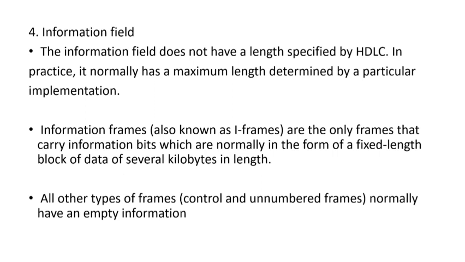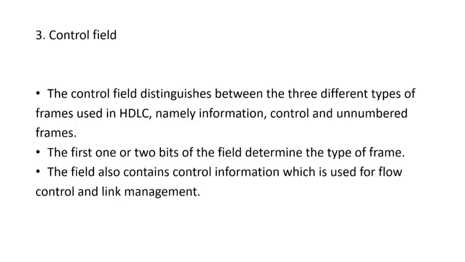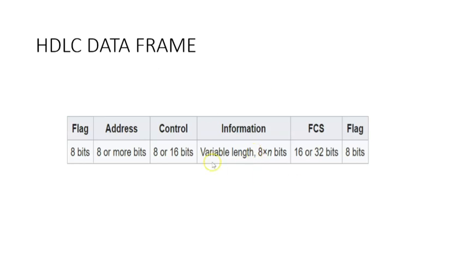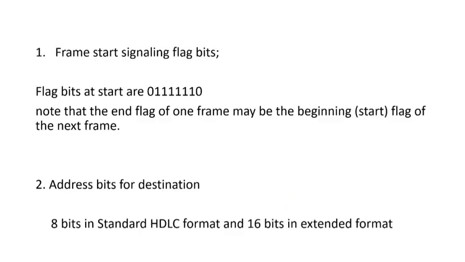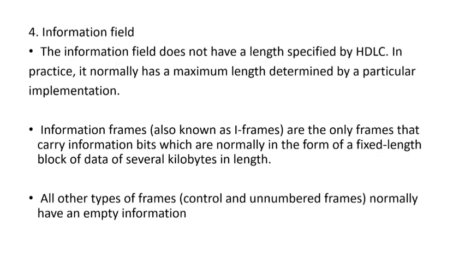Information field. As we have seen here, this is an information data frame, so it has an information field, and this field holds the information. It is variable in length and mostly a multiple of 8 bits. Let us see that in detail. Information does not have a specific length. In practice, the maximum length is normally determined by the particular implementation. Information frames, also called I frames, are the frames that carry information.